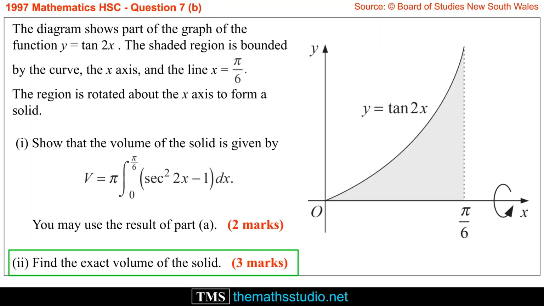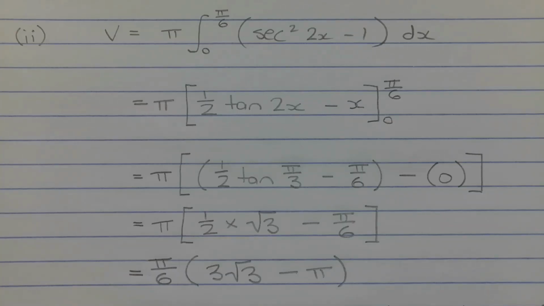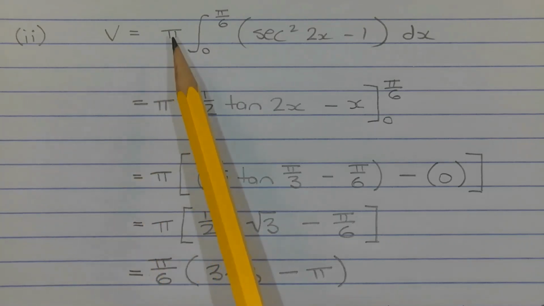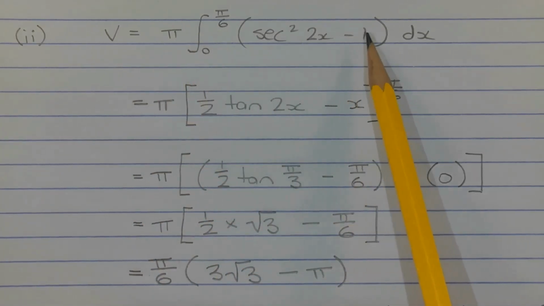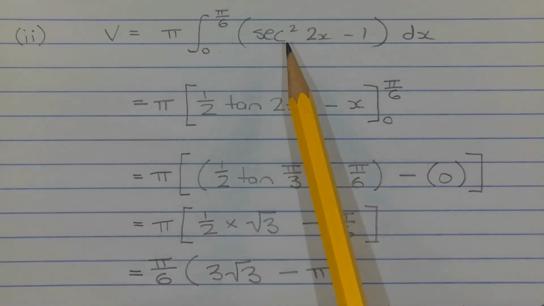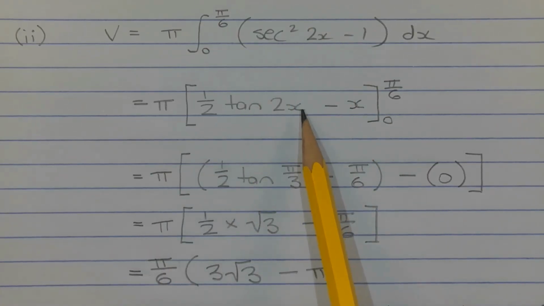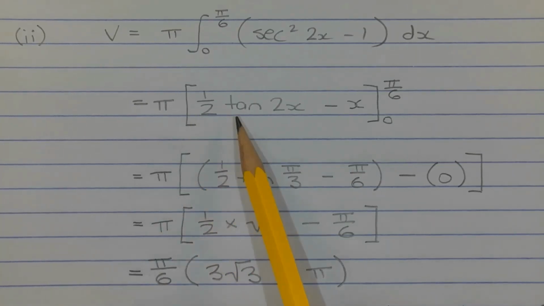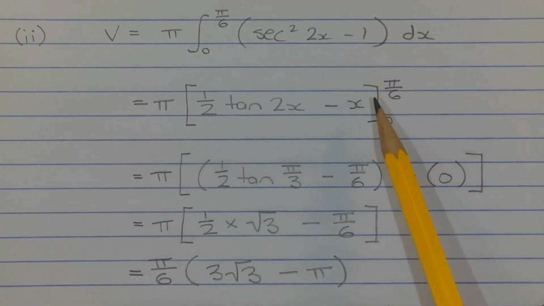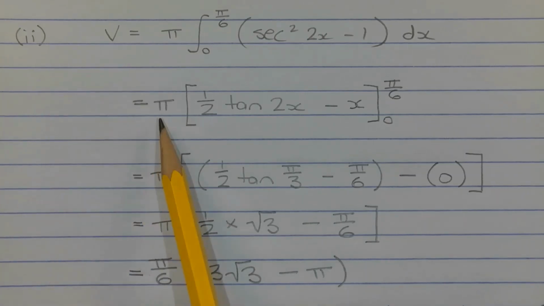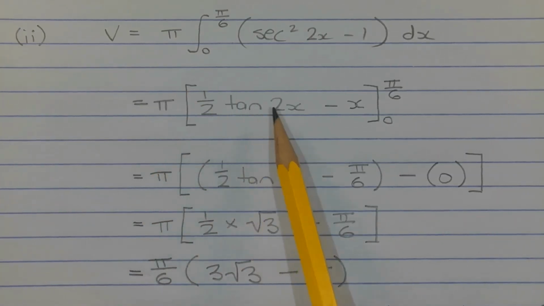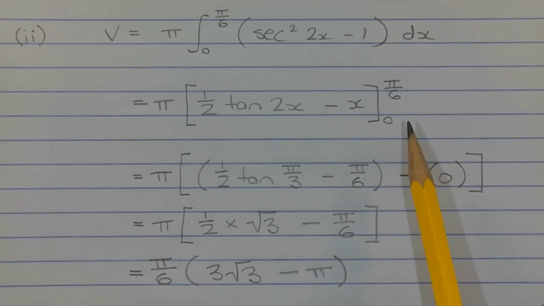Part 2. Find the exact volume of the solid. From Part 1, the volume V is given by the expression V equals pi times the integral of sec squared 2x minus 1 dx from x equals 0 to x equals pi over 6. The integral of sec squared 2x is tan 2x divided by 2, or half times tan 2x, and the integral of 1 is x. So V is equal to pi times, open bracket, half times tan 2x minus x, close bracket, from x equals 0 to x equals pi over 6.